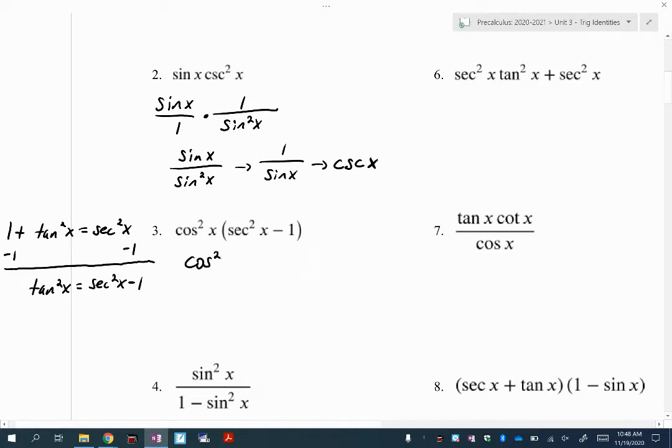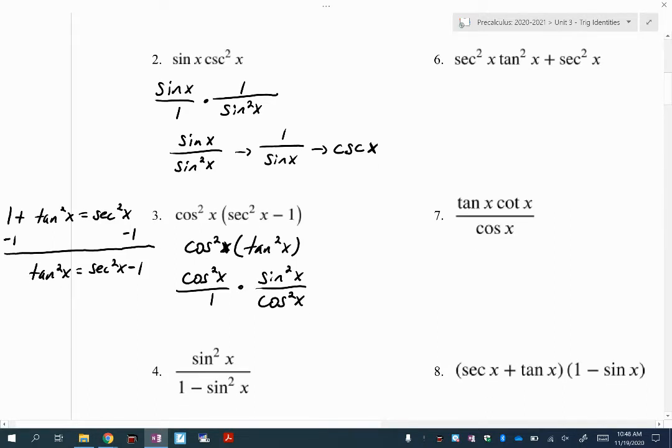So now I have cosine squared x times tangent squared x. So I'm substituting using that identity. All right. Now tangent squared is the same as sine squared x over cosine squared x. And you'll notice that my cosine squareds, one is in the numerator, one's in the denominator, so they cross out and leave me with just sine squared x. All right. So I'm going to go with that.